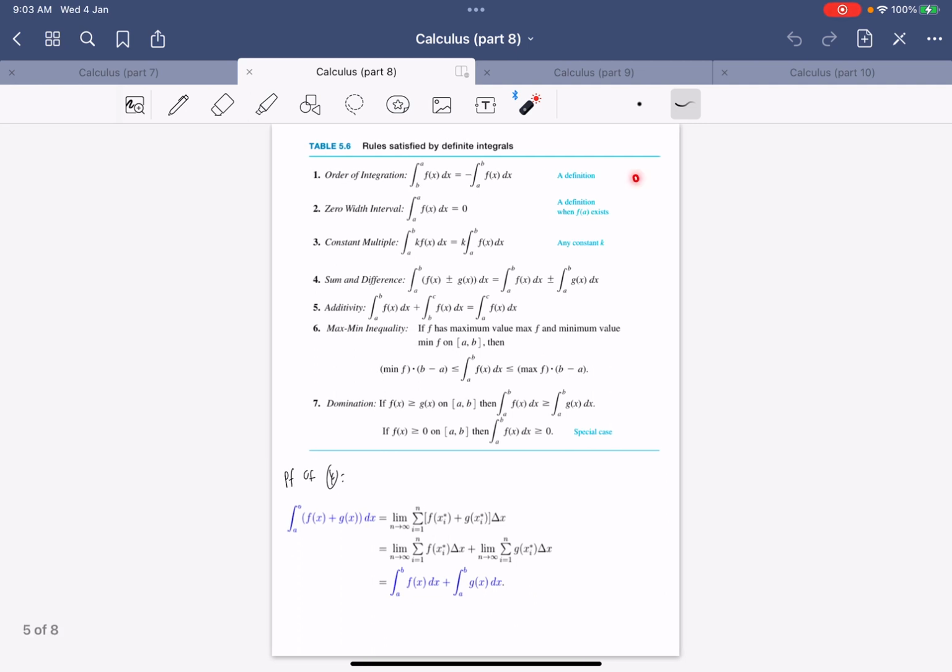And you see, all these laws are relatively straightforward to prove, and I'll just show you the proof of number 4 to show you how it's just proving the laws using limits. If you define the integral from a to b of f(x) plus g(x), it is just the limit of a sum of this, and you can break this up into the f portion and the g portion, and this is just the integral of f, and this is the integral of g. So it's really just playing around with the limit laws.